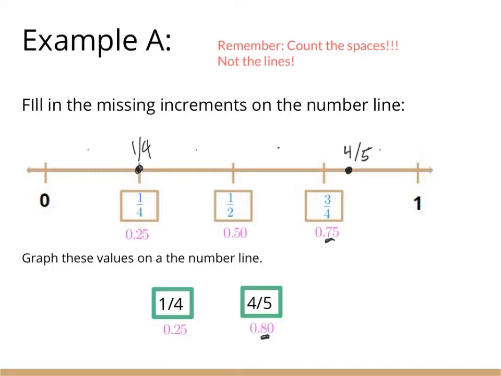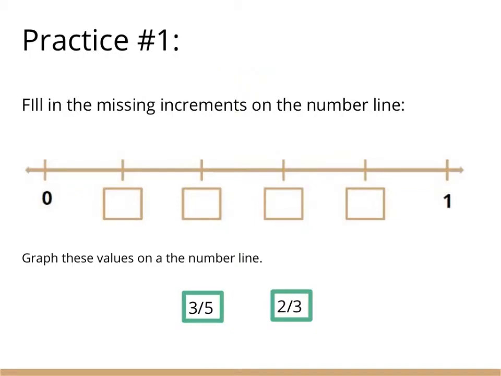Let's take a look now at practice number 1. Here we are at practice number 1. Practice number 1 says fill in the missing increments on the number line and graph these values on the number line. So you're going to go ahead and try to fill in all of the missing pieces as well as graph those two numbers on the number line. You're going to press pause while you're working on it, and then you're going to press play again to see if you are right.